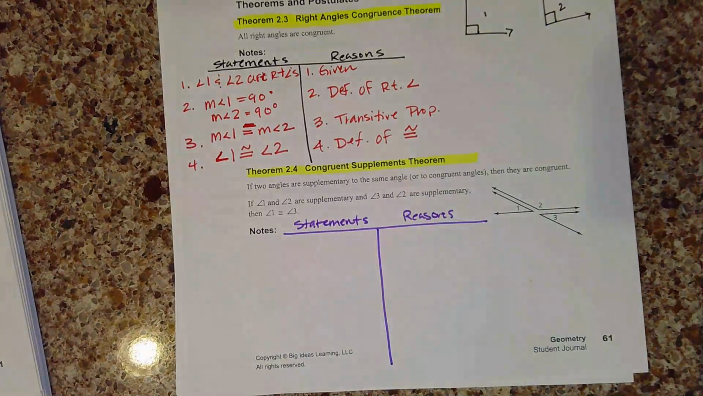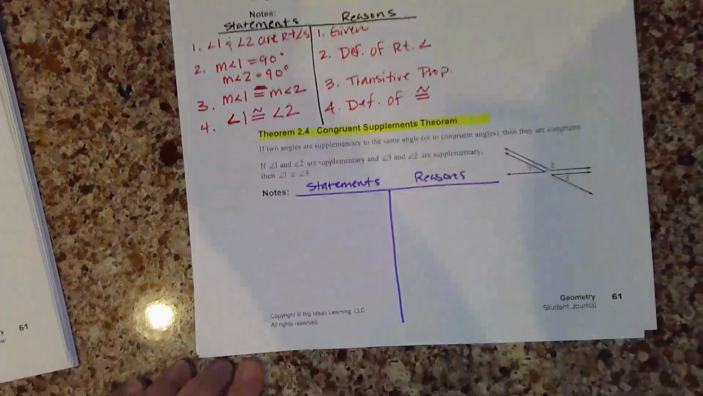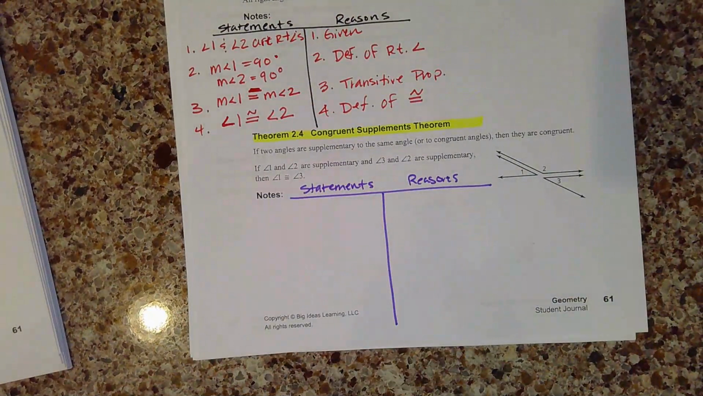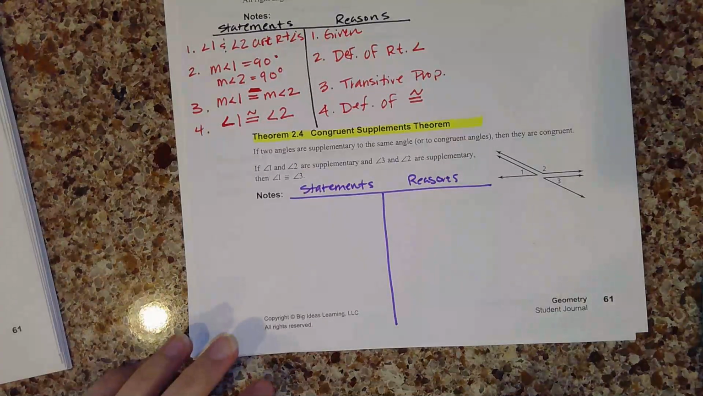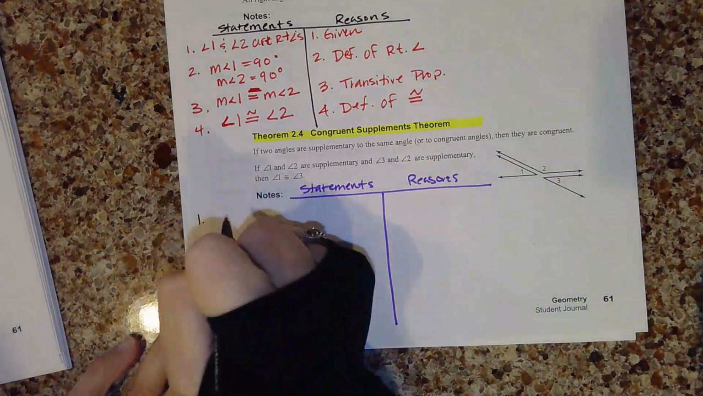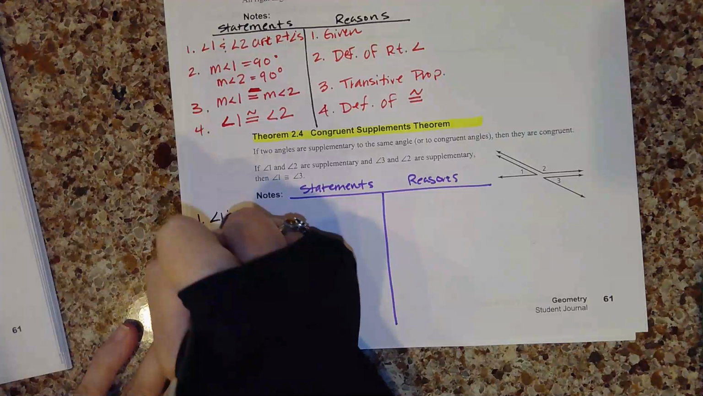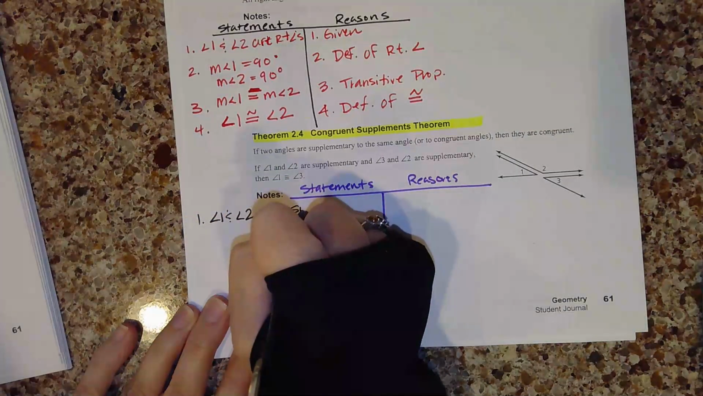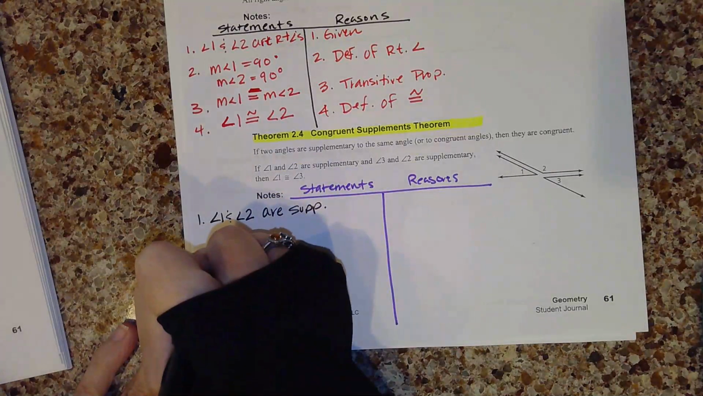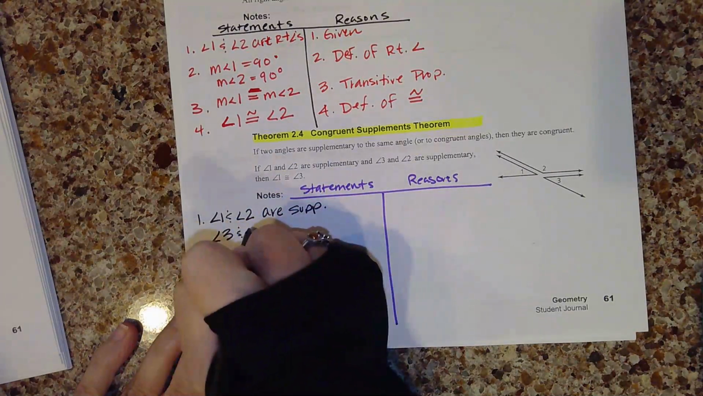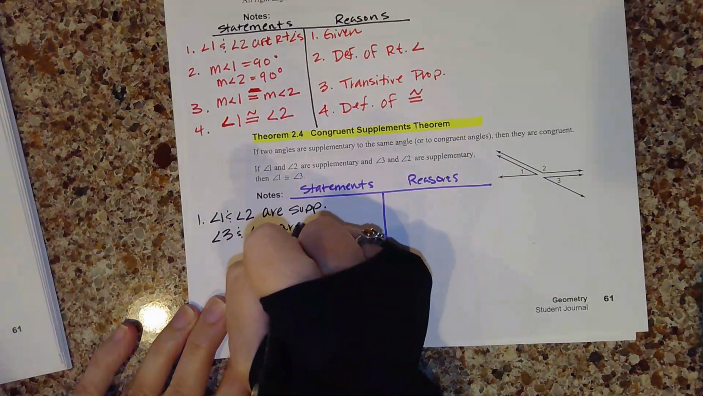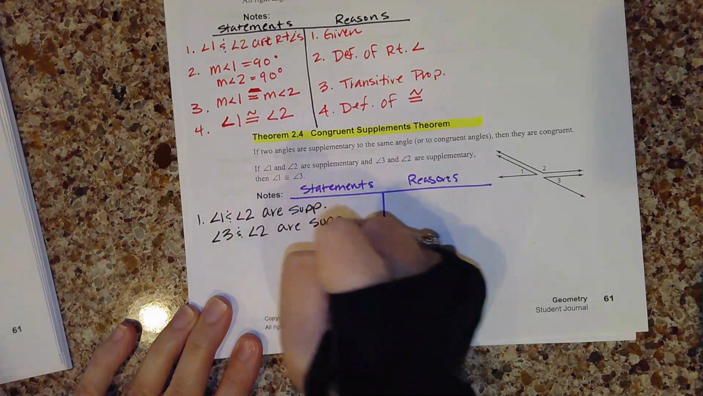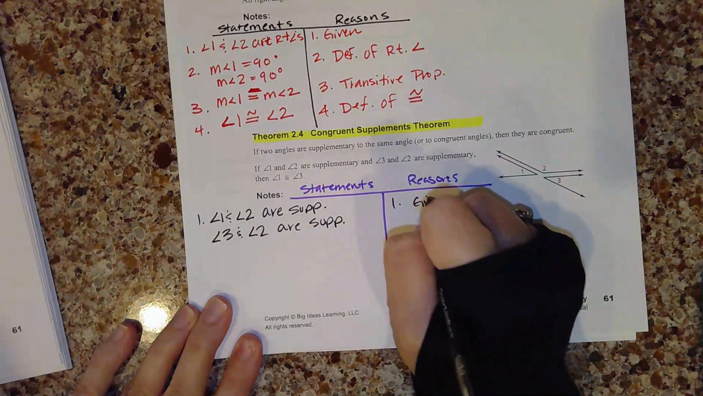Start with your T-chart and your statements and your reasons. All right, let's go with what we know to be true. So in our first thing, I know that angle 1 and angle 2 are supplementary, and angle 3 and angle 2 are supplementary. So I can say angle 1 and angle 2 are supplementary, and I'm going to say angle 3 and angle 2 are supplementary. And that was our given.